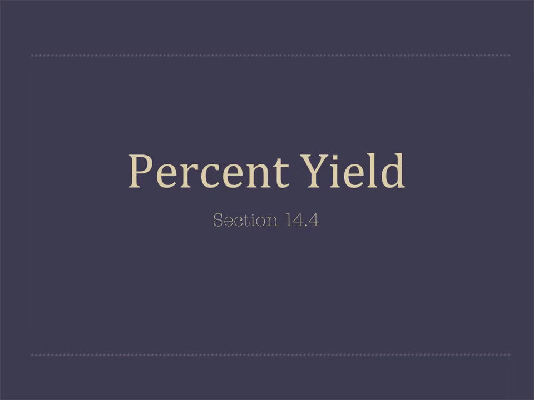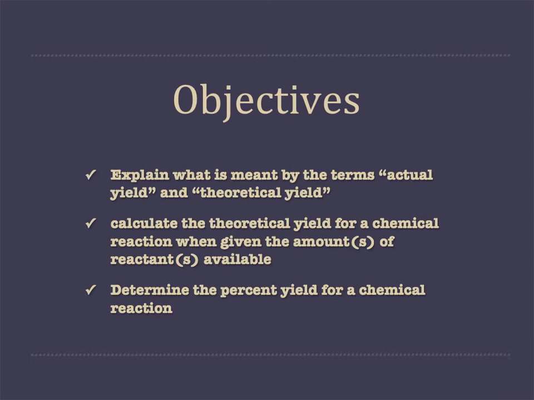All right, this is percent yield, section 14.4. And here's what we're going to try to do. One, explain what's meant by the terms actual yield and theoretical yield, and be able to calculate the theoretical yield, and then determine percent yield for a chemical reaction.